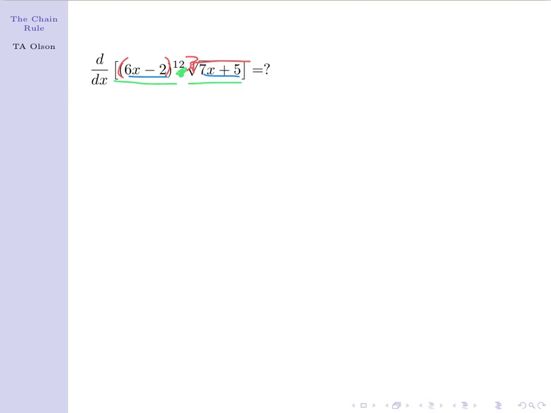So first, let's remember that in a product rule, given some f of x and a g of x, it's going to be the derivative of the first times the second plus the first times the derivative of the second. Okay, so let's let (6x minus 2) to the 12th be f, and let the cubed root of 7x plus 5 be g.